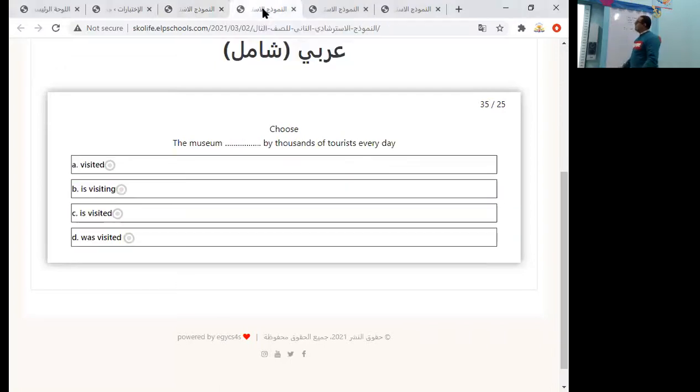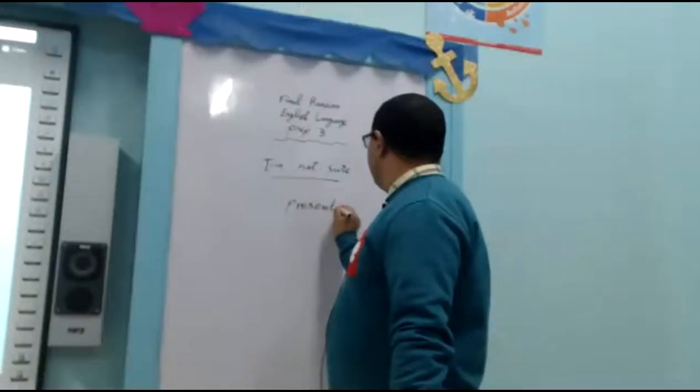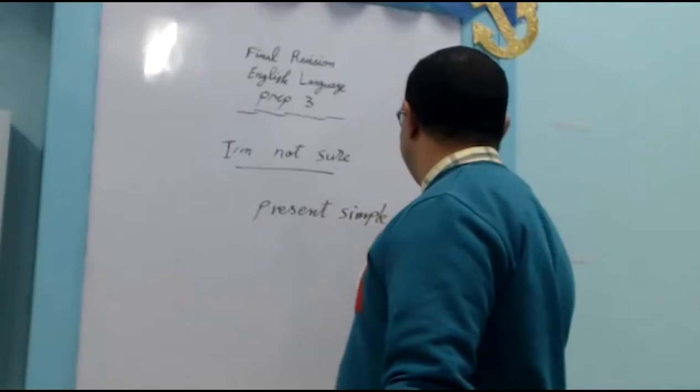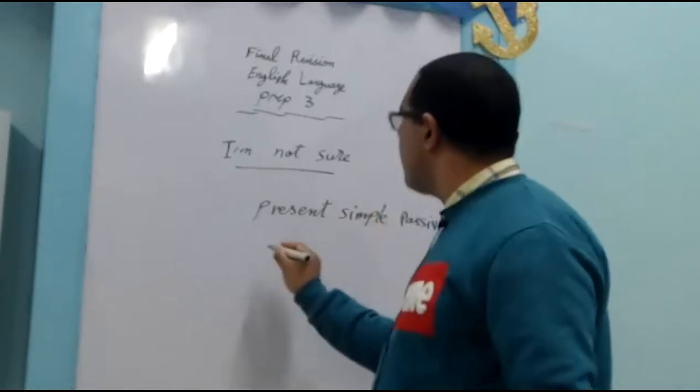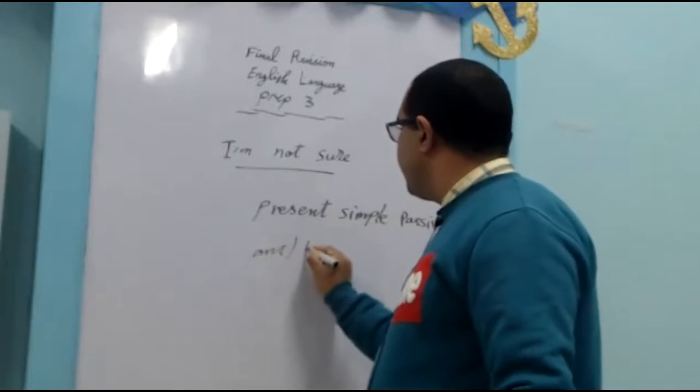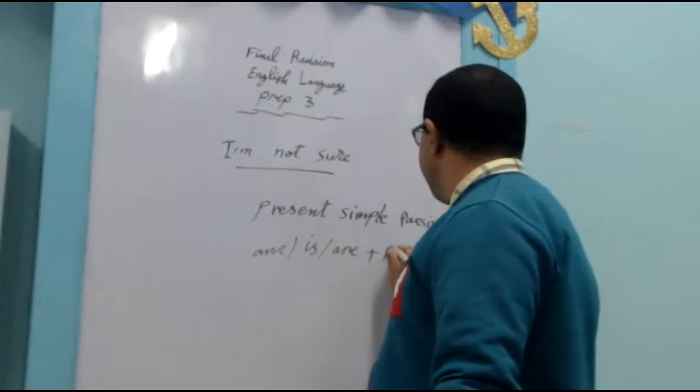It's called certainty, yes? The museum ___ thousands of tourists every day. At first, you should determine the tense of the statement here. We have an adverb here, every day. Every day denotes that the tense in the sentence is present simple. Okay, so what should the answer be? Is visited, or is visiting, or was visited? I say that the answer here is visited. It's present simple passive. Okay, it consists of verb to be am, or is, or are, plus pp.